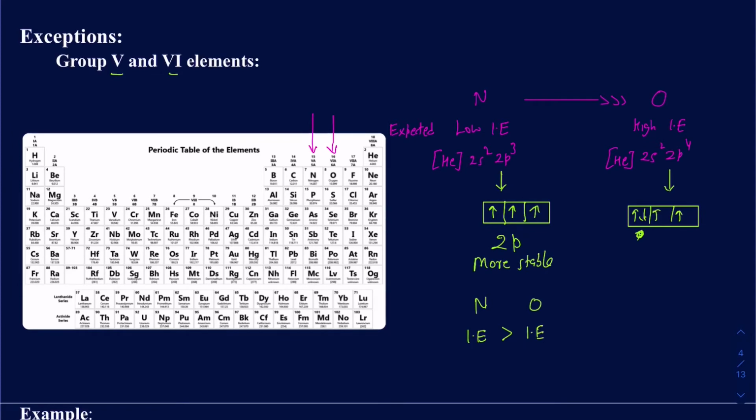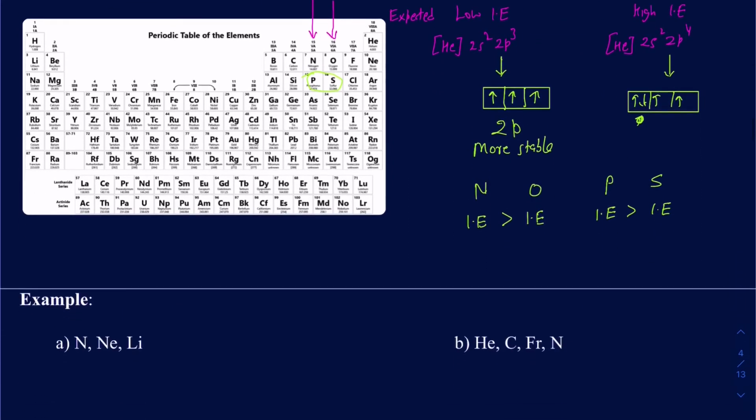So make sure you remember this exception here, and that's obviously going to follow along the group. If I'm comparing the ionization energy between the phosphorus and the sulfur, your ionization energy for the phosphorus is going to be greater than the ionization energy for the sulfur, and the reason is the same: the half-filled atomic orbitals in case of group 5 elements are more stable and they are less likely to lose an electron. Okay, let's take a couple of examples here.